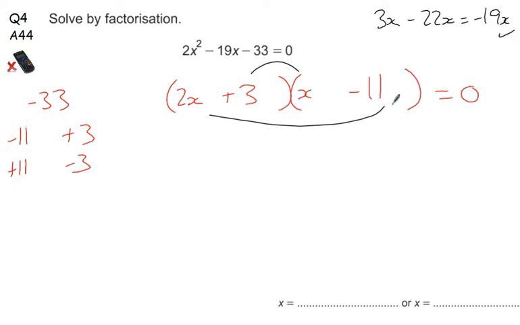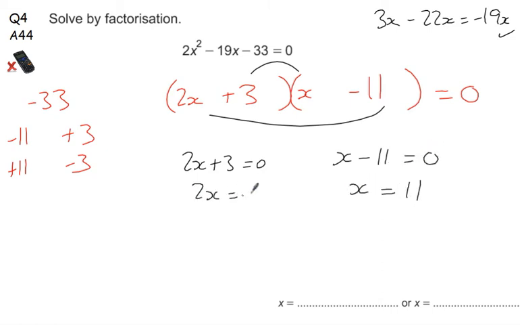So this bracket or this bracket is 0, so 2x plus 3 is 0, or x minus 11 is 0, that makes x 11. Minus 3 over 2, or 11.